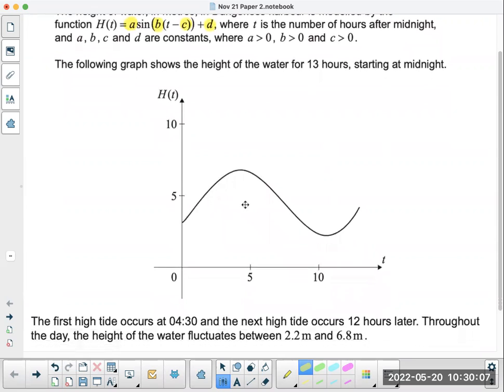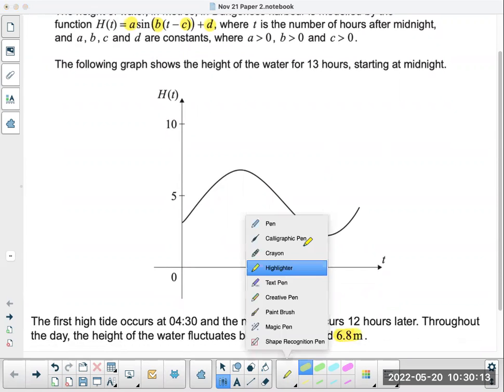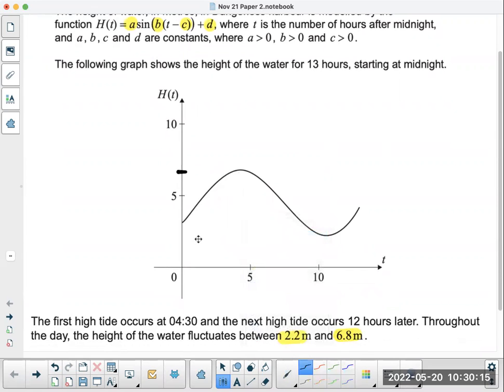Now they give you a bit more information here. They give you the minimum and the maximum height. So you know the maximum height is at 6.8 meters, and the minimum height is at 2.2 meters. The first high tide occurs at 4:30. So this point, it's at 4:30 or 4.5. And the next high tide occurs 12 hours later, which means one full period here is 12 hours. Okay, so that's basically what the question is giving you.